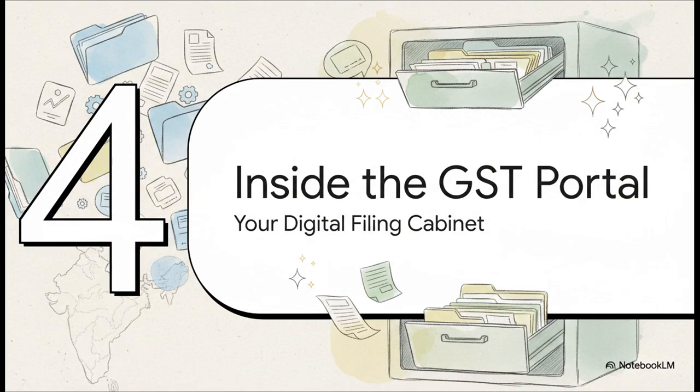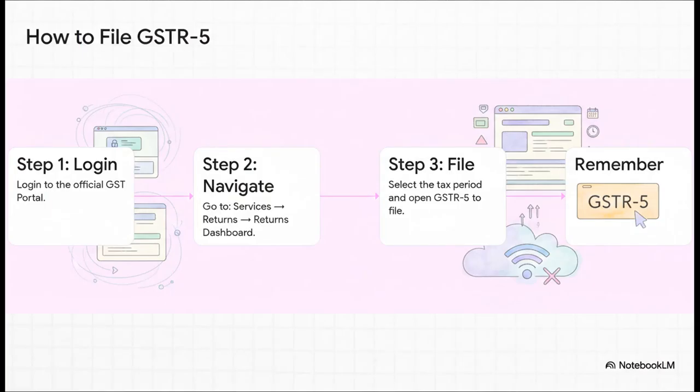All right, let's get practical and move on to Section 4. We're going inside the GST portal. Think of this as your digital filing cabinet, where all the action happens. So how do you actually do this? First, you log into the GST portal. Then you just navigate through the menus. Click on Services, then Returns, and then the Returns dashboard. Select the year and the month you're filing for, and you'll see the GSTR-5 option. Click that to get started.